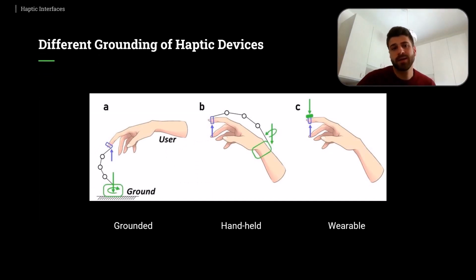The type of feedback that an interface is able to apply is strictly correlated with the grounding of the interface itself. Indeed, there are three different types, which are the grounded devices, the handheld devices, and the wearable devices. As we understand from this picture, wearable devices are much smaller and less complex with respect to the grounded ones. But of course, depending on the application and on the feedback that you would like to provide, you have to consider all of these different haptic devices. So let's go more into the details.